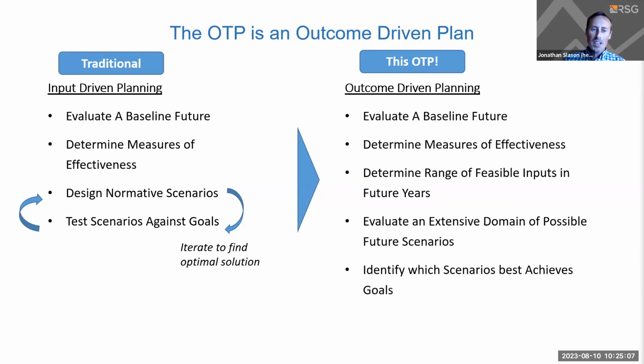So for example, we said, well, how about transit service? It's going to go between a low and a high level. And we actually specified in the model inputs how many revenue miles that would mean. We talked about inputs of ITS and operations. How many ramp signals are there in the system in the low and the high ranges? And what that allows us to do then is build an extensive domain of possible futures. And then we're able to mine from those futures which scenario best achieves our goals.